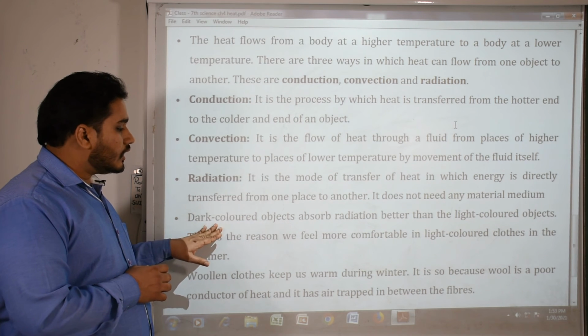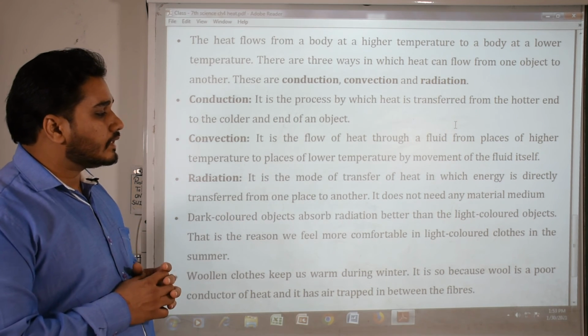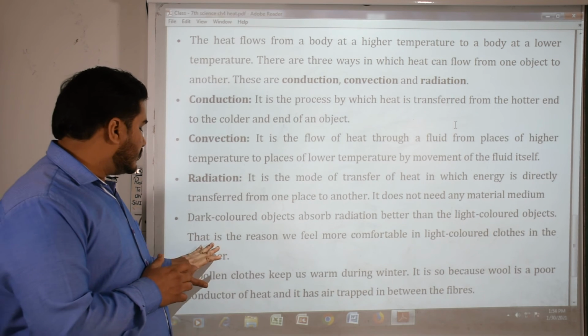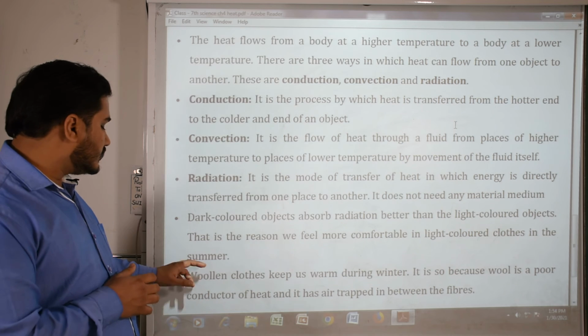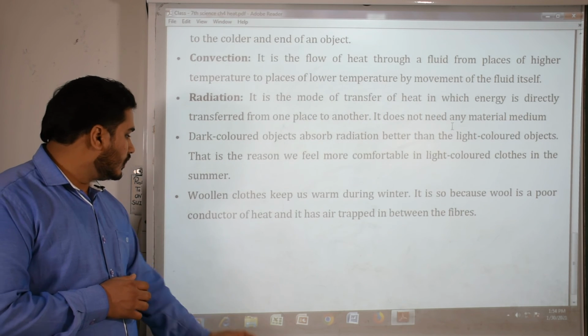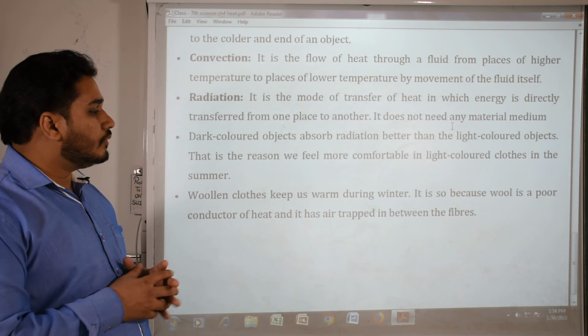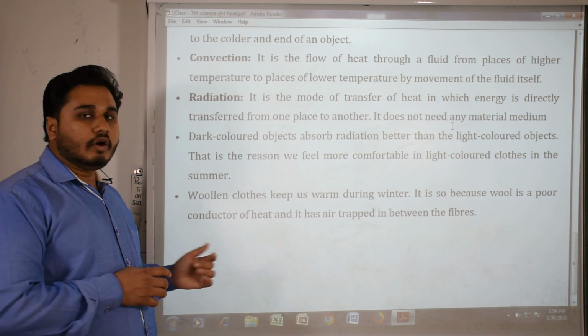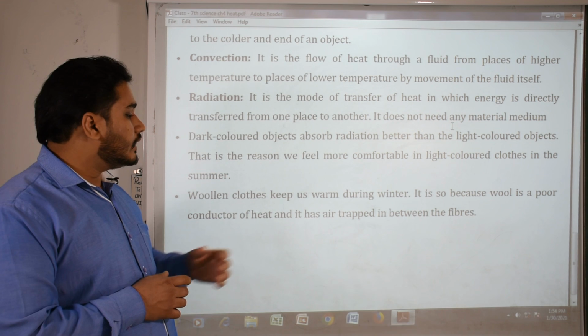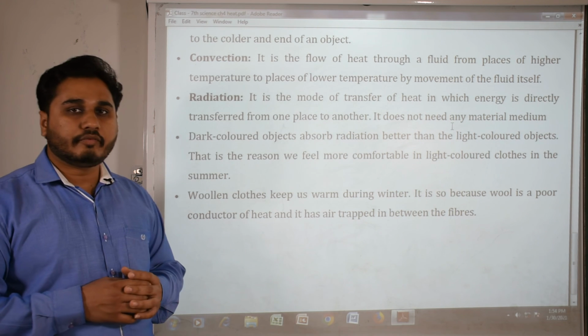Dark colored objects absorb radiation better than light colored objects. That is the reason we feel more comfortable in light colored clothes in the summer season. Woolen clothes keep us warm during winter. It is so because wool is a poor conductor, or insulator, of heat. It has air trapped in between the fibers.